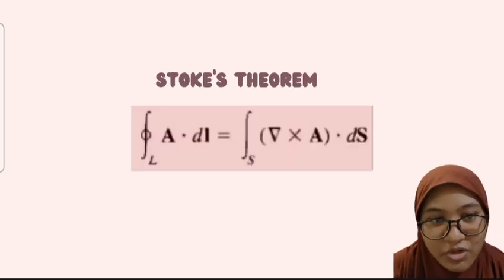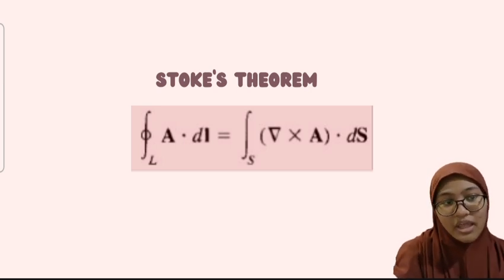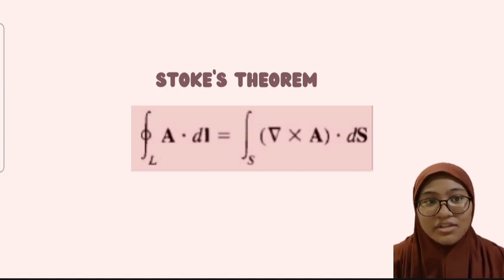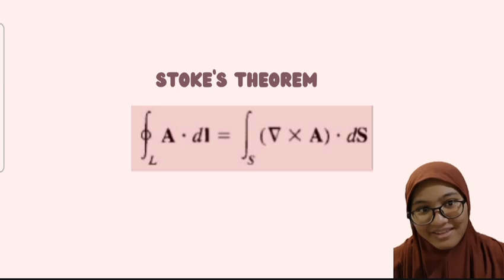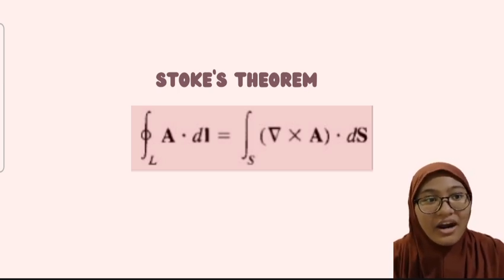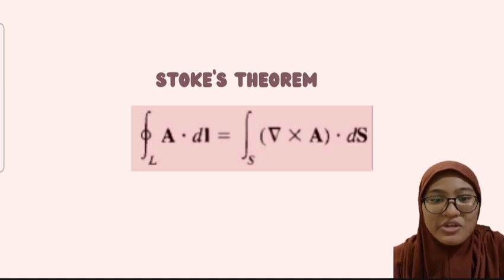We also have Stokes' theorem. So Stokes' theorem states that the circulation of a vector field A around a closed path L is equal to the surface integral of the curl A over the open surface S bounded by L, provided that A and del cross A are continuous on S. So this is the formula for Stokes' theorem.